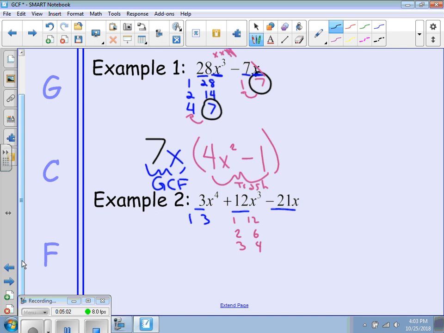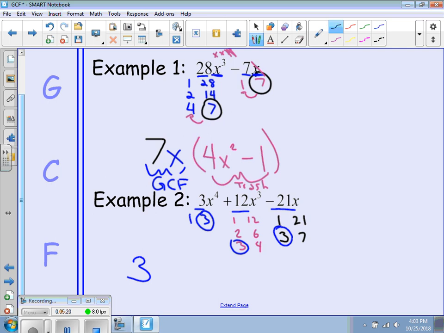Absolutely not. You can move on ahead. But I'm just showing you for the purpose of this video. 1 and 21 are the factors of 21, and 3 and 7. So the biggest number that all three of these terms have in common is the 3. So that's going to be our coefficient that we're taking out.